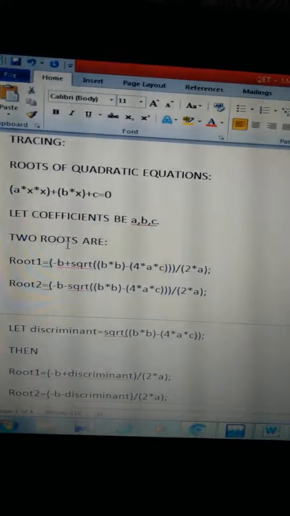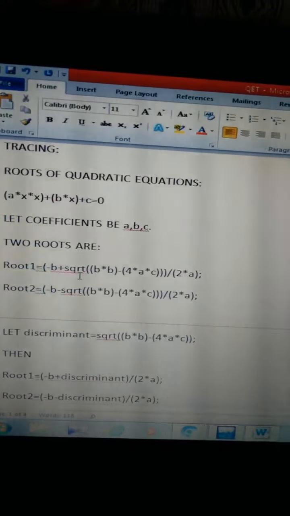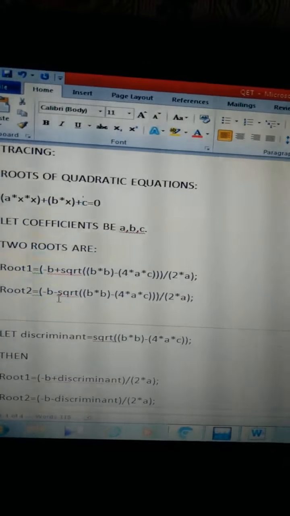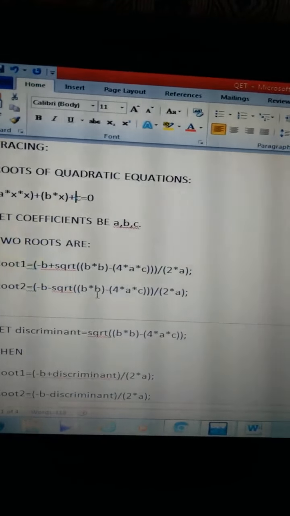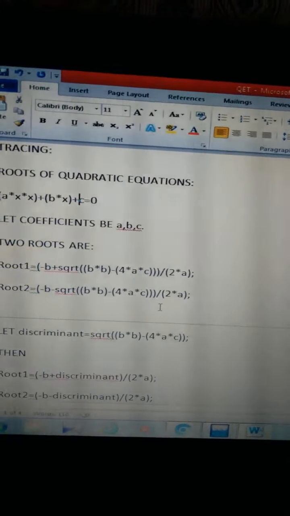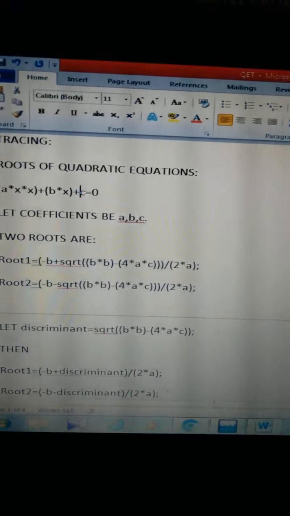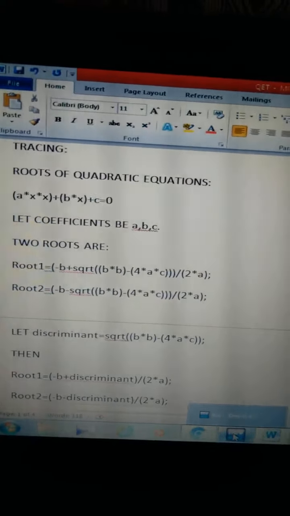Then the two roots of the quadratic equation become: root 1 equals minus b plus square root of b square minus 4ac, divided by 2a, and root 2 equals minus b minus square root of b square minus 4ac, divided by 2a. Okay. Now let us see the program. First we execute the program and then we go for tracing.